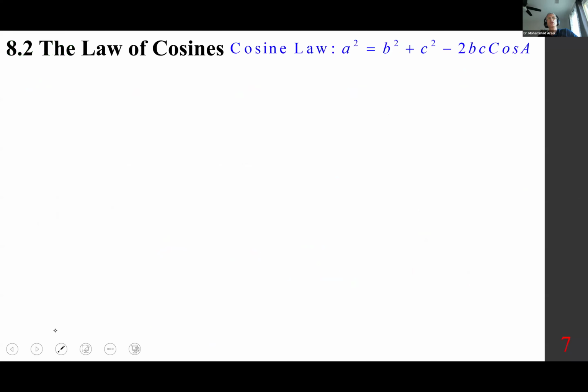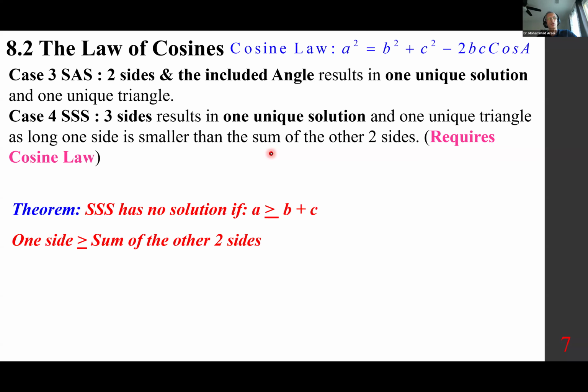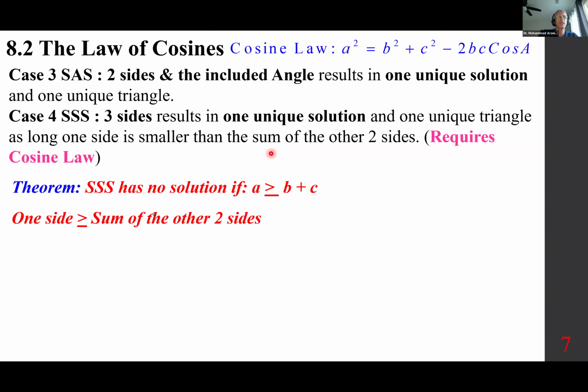So what is the law of cosine? Cosine law says a squared equals b squared plus c squared minus 2bc cosine A. We will look at the proof in a moment. Case 3, SAS. Two sides and the included angle result in one unique solution and one unique triangle. Case number 4, SSS. Three sides result in one unique solution and one unique triangle as long as one side is smaller than the sum of the other two sides. It requires cosine law. Now, theorem SSS has no solution if A is larger than or equal to B plus C, if one side is larger than or equal to the sum of the other two sides.